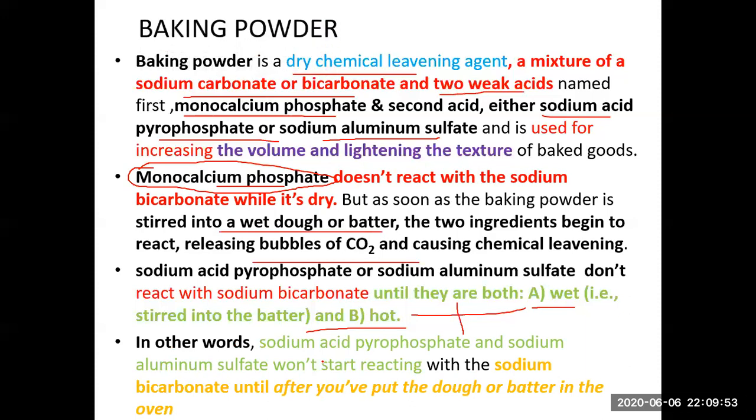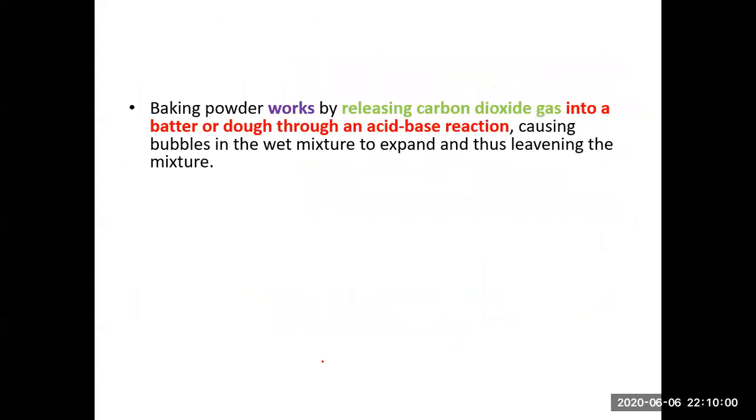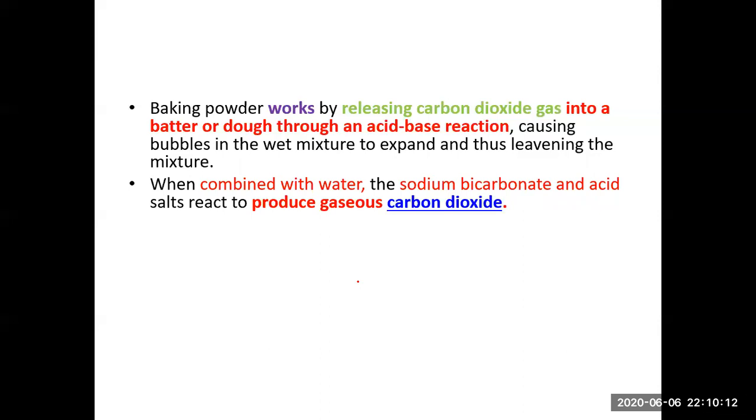With that, some other functions of baking powder also happen. We already checked that there are two kinds of function. One is that it reacts when it is wet, and another when it is wet and hot. The process of reaction is an acid-base reaction, and this reaction happens whenever it's mixed with water. When combined with water, the sodium bicarbonate and acid salts react to produce carbon dioxide gas.